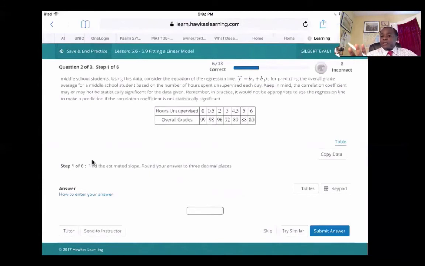Now, there would be a question there that would require you to find the error of prediction. The error of prediction would simply be the original value minus the predicted value. So for example, here, the original or observed value for us of unsupervised, when it was 5, the overall grade was 88. Now, if you do your linear model, they may ask you to find the predicted value when x is 5. You may end up with about 88.1. So what is the error of prediction? The observed value minus the predicted value. That would be 88 minus 88.1, which would be negative 0.1.